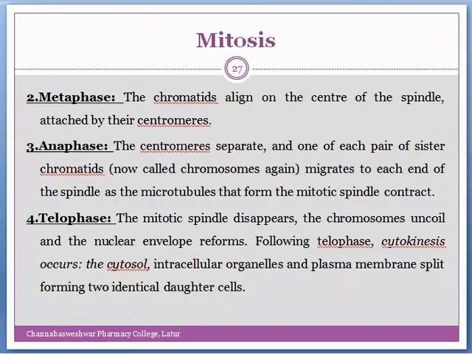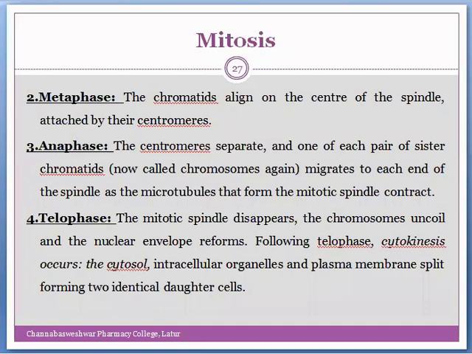Now the second phase is metaphase. During metaphase, the chromatids align at the center of the spindle, attached by their centromeres. Whatever chromatids are present in the nucleus, that is DNA, those chromatids are aligned at the center of the spindle, attached by their centromeres.